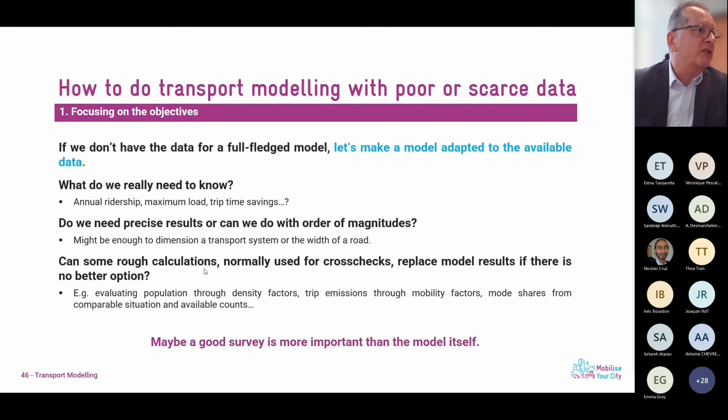Can some rough calculations normally used for cross-checks replace model results if there are no better options? And yes, possibly. For example, evaluating population through density factors, trip emissions through mobility factors, mode shares from comparable situations and available counts. You can reconstruct a present situation with some data, an image of the actual situation that could not be so wrong, even with poor data. But maybe a good survey is more important than the model itself.